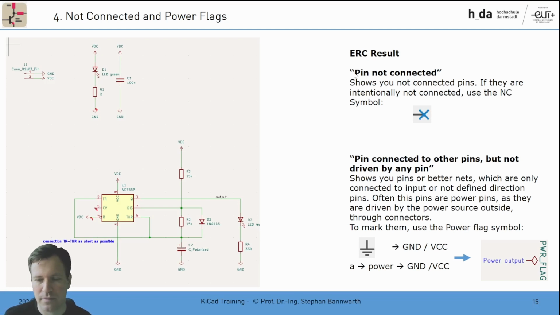we use the ERC result, and everywhere we get pin not connected, we put this not connected symbol there. For example, we put it here. And at points where we have these power pins not driven, we put this power flag. We can find it again over our power symbol icon, or we go to add a device, power, and then find our power flag, and we add the power flag, one at VDC and one at ground, and our errors should be gone.